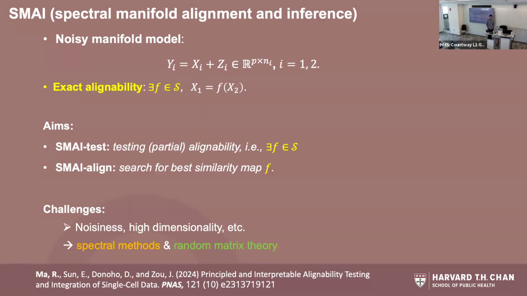It turns out that this can be solved by a spectral method, which is a class of methods that leverage the eigenvalues and eigenvectors of some matrix carefully constructed from this problem. And it turns out that there is some mathematical theory called random matrix theory that characterizes the limiting behavior of the eigenvalues and eigenvectors, so that we can leverage that to control the uncertainty coming from the noise.